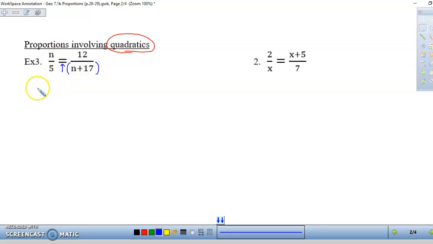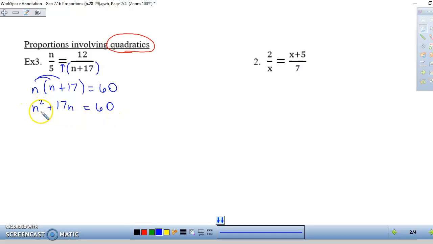So on this one, I'm just going to rewrite it, n times (n plus 17). And then 5 times 12, you can use a calculator, but that is going to be 60. To get rid of the parentheses, you are going to distribute. So I have n squared plus 17n. So n times n, remember, is n squared, equals 60.